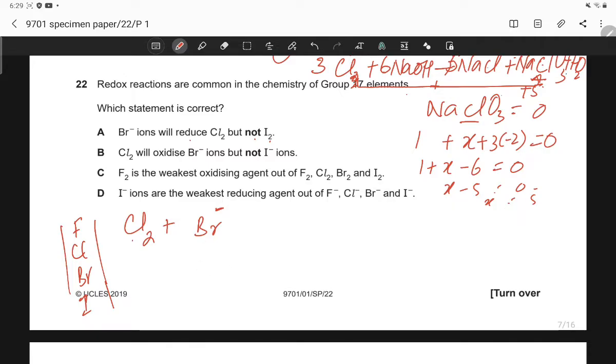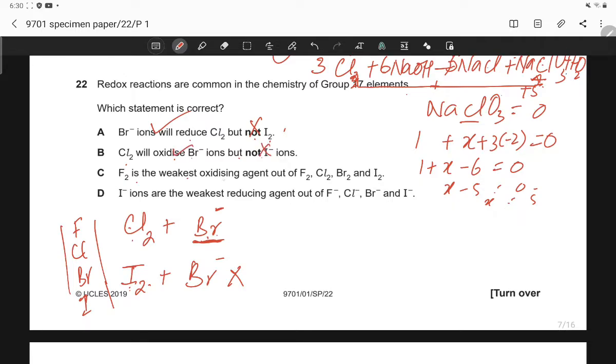Br negative will reduce Cl2, yes, it acts as a reducing agent. And Br negative plus I2: yes, this is less reactive, so it cannot reduce this. This is wrong. This is correct. Cl2 will oxidize bromide but not iodide ion. Cl2 will oxidize both bromide as well as iodide ion. So this is correct. This is incorrect.